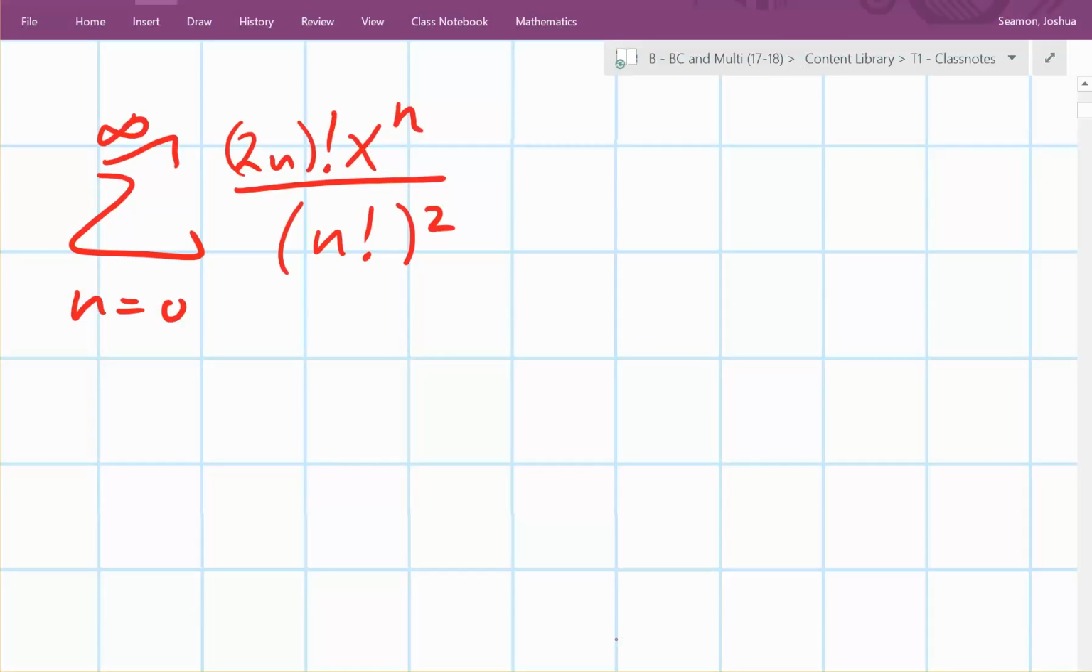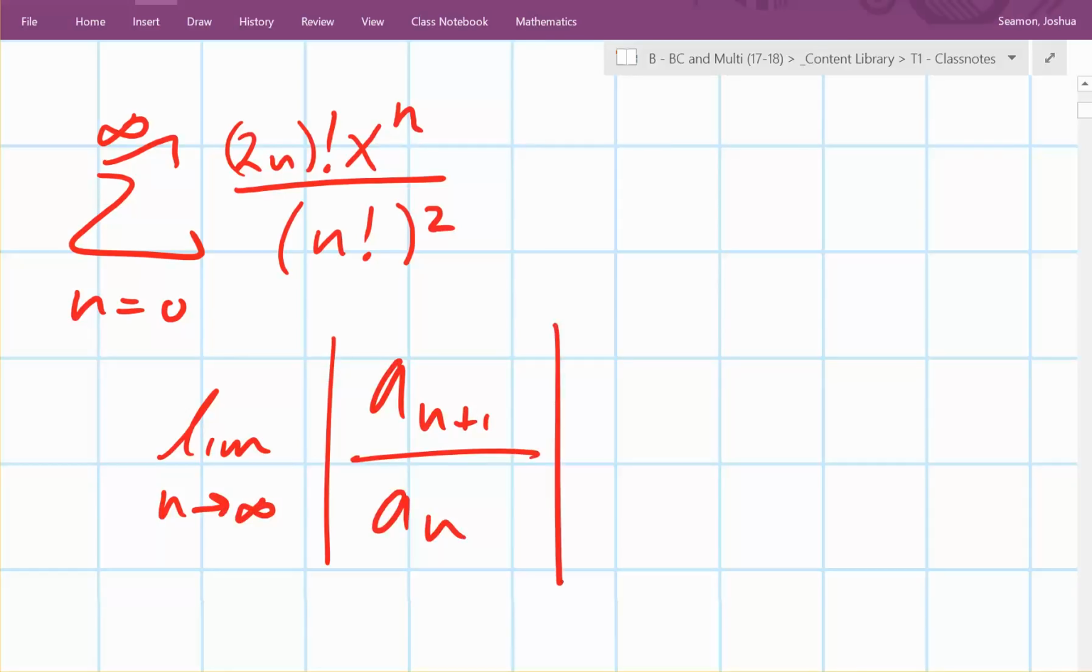So we're running the ratio test. What's the limit we have to run? Limit as what goes to infinity? N goes to infinity of a sub n plus 1 over a sub n, like this.